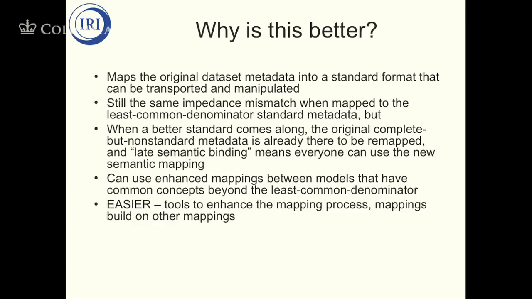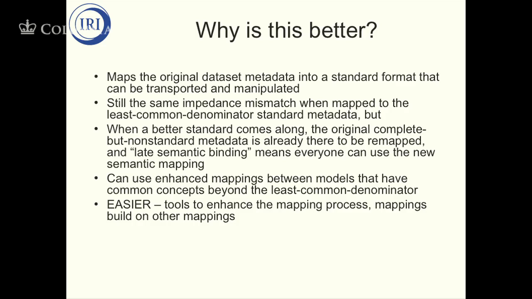So why is this better? Well, you've got the original metadata in a standard format, so you sort of solve the transportation and manipulation problem. You still have the same mismatch that you had before, in that the least common denominator is what's common to all the systems. But this way, since you re-expressed your current system in the framework, when a better standard comes along, you can go ahead and remap your current framework, which you never threw away, into the new system, and then everyone can take advantage of these new mappings. And so now you've managed to re-describe all your information. You've managed to adapt your tools to the new systems.